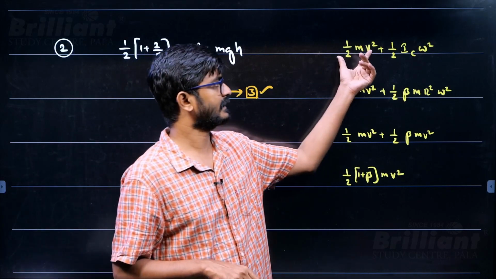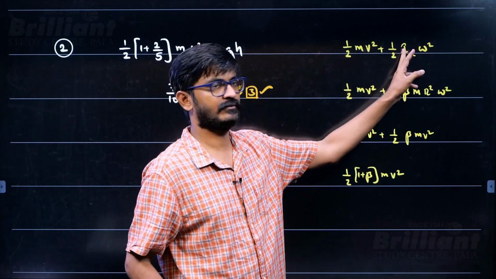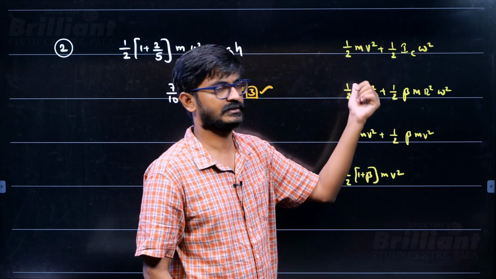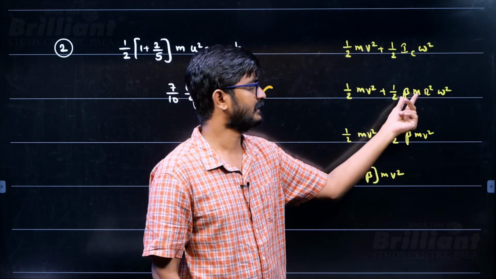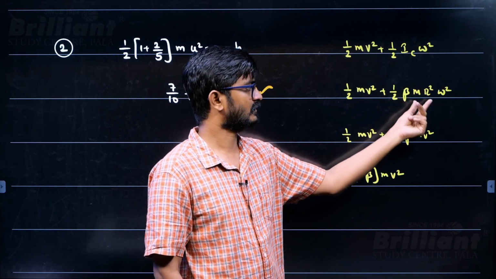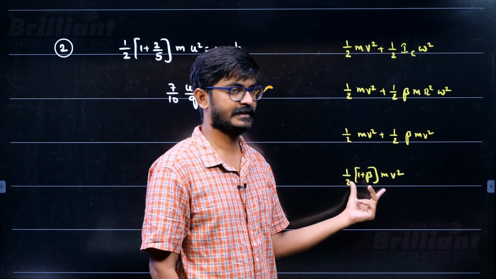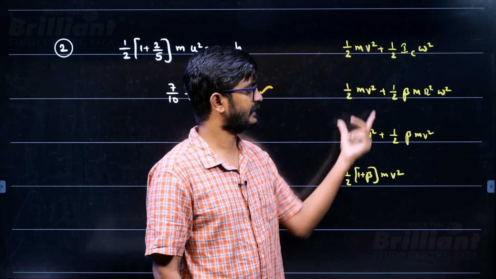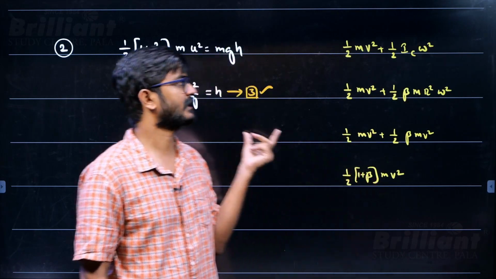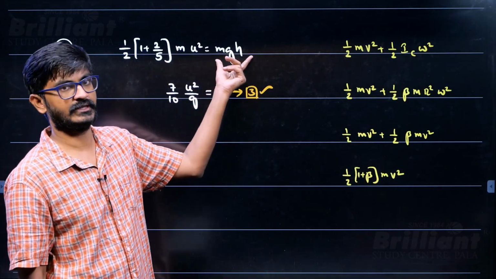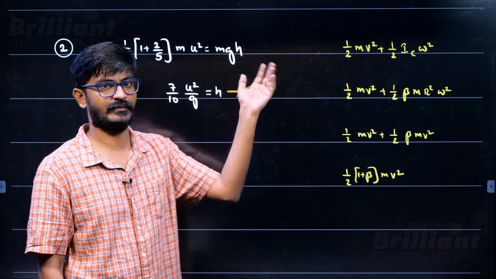So translational kinetic energy plus rotational kinetic energy. Moment of inertia about the axis passing through the center of mass, I am taking it as beta m r square. In this question it is 2/5. So R omega is v, so I can write the kinetic energy like this. Where is this total kinetic energy, translational plus rotational, going? It is going as potential energy. From there you will be getting the maximum height travelled.